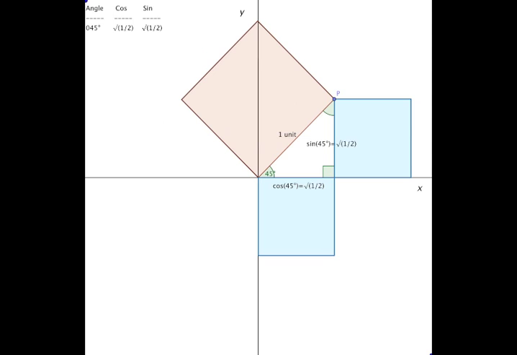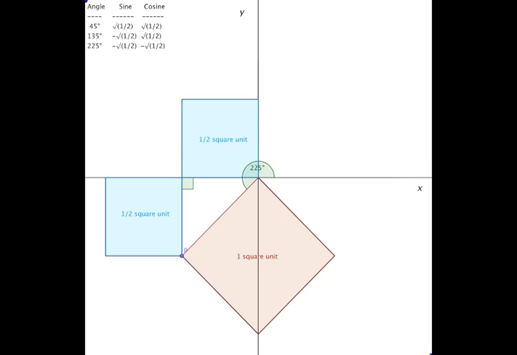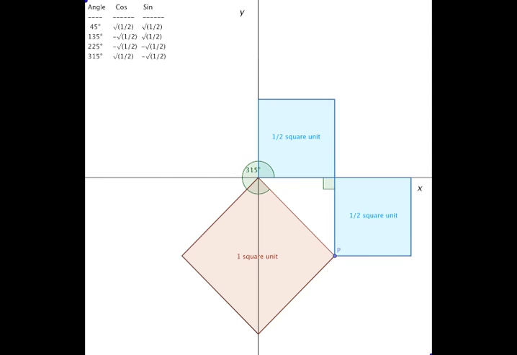Okay, here's 45 degrees once again. This time we're going to look at other instances of the 45, 90, 45 triangle. We'll rotate the figure. At 135 degrees, the sine is the same, but the cosine is negative. Let's rotate the figure again. At 225 degrees, it's still a 45, 90, 45 triangle, but both the sine and the cosine are negative. At 315 degrees, the cosine is positive and the sine is negative.